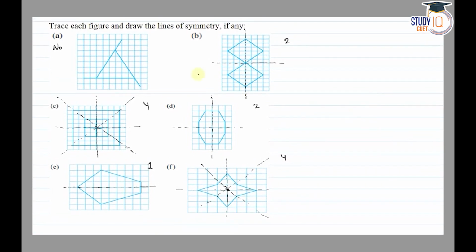So we had to draw this. Trace each figure and draw the lines of symmetry. So in part A, no line of symmetry. In B, two lines of symmetry. In C, 4. In D, 2. And E, 1. And in F, 4 lines of symmetry.